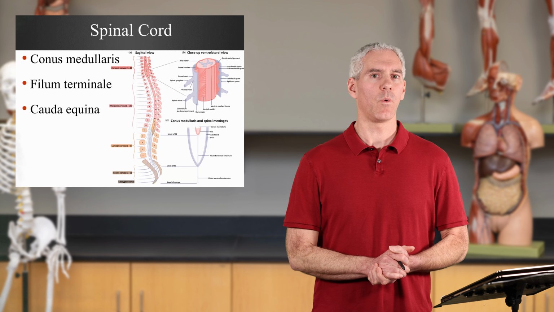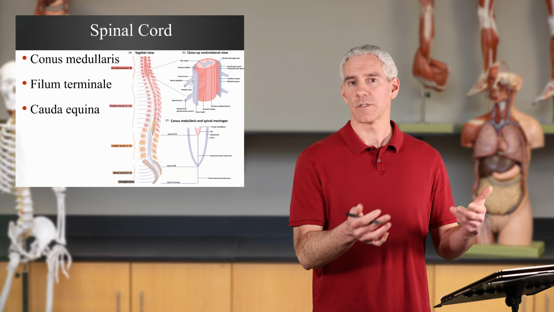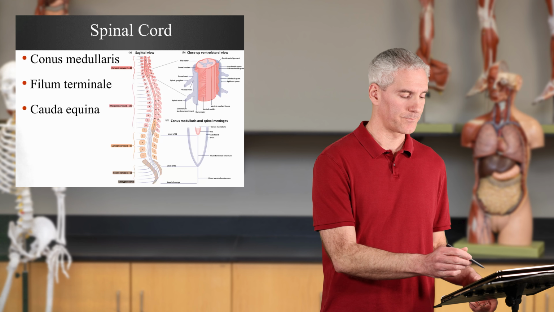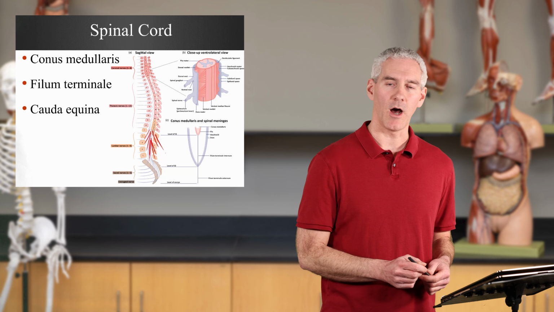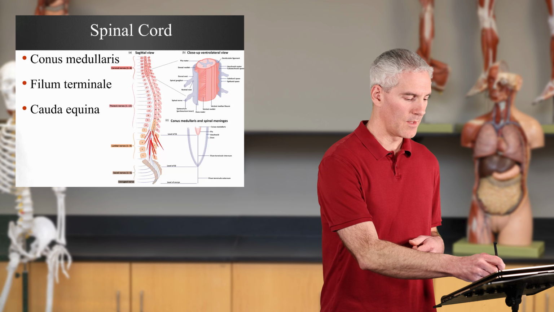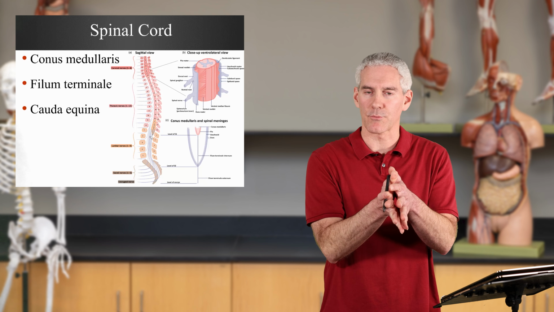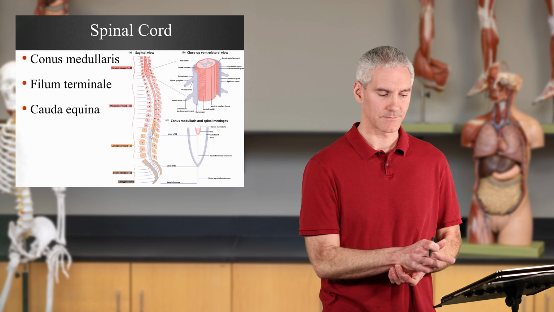Then we have the cauda equina, or known as the horse's tail. So equina horse, cauda tail. So cauda equina are all of these spinal nerves that branch off of the end of the actual spinal cord. So it kind of looks like a horse's tail branching off down at the ends. The cauda equina. So a few of the overall structures of the entire spinal cord.